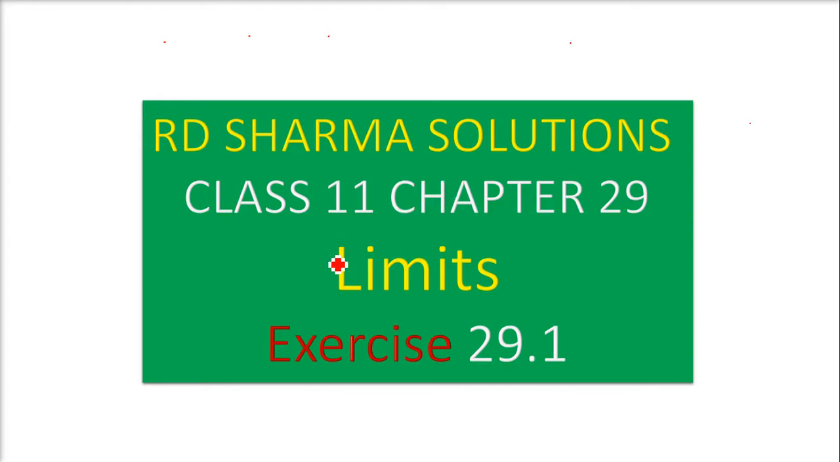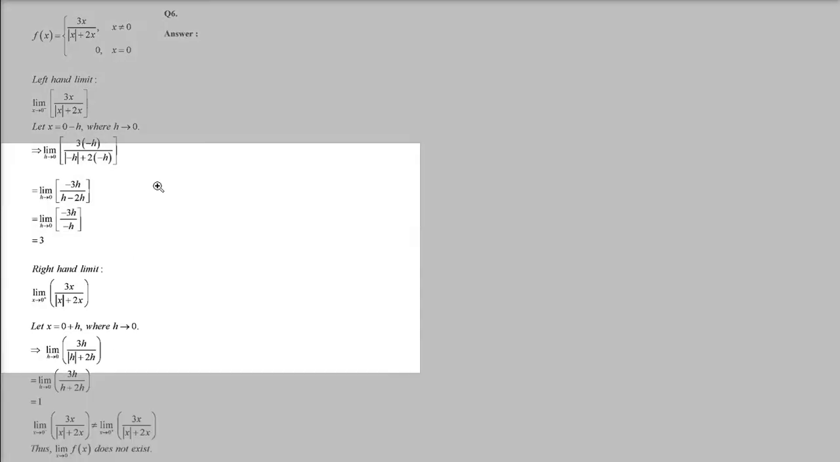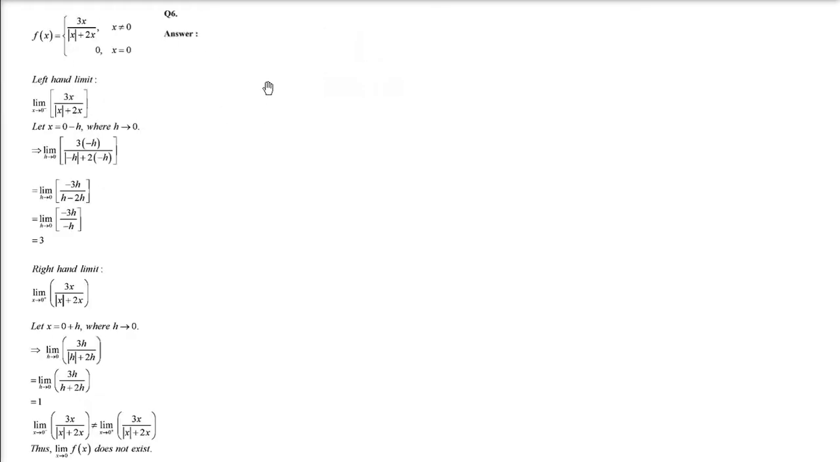This is R.D. Sharma's solution, class 11th, chapter 29, limits, exercise 29.1. This is question number 6. The question says, let f(x) be a function defined by f(x) = 3x/|x| + 2x if x is not equal to 0, and it is 0 if x is equal to 0. Now we have to show that limit x tends to 0, f(x) does not exist.